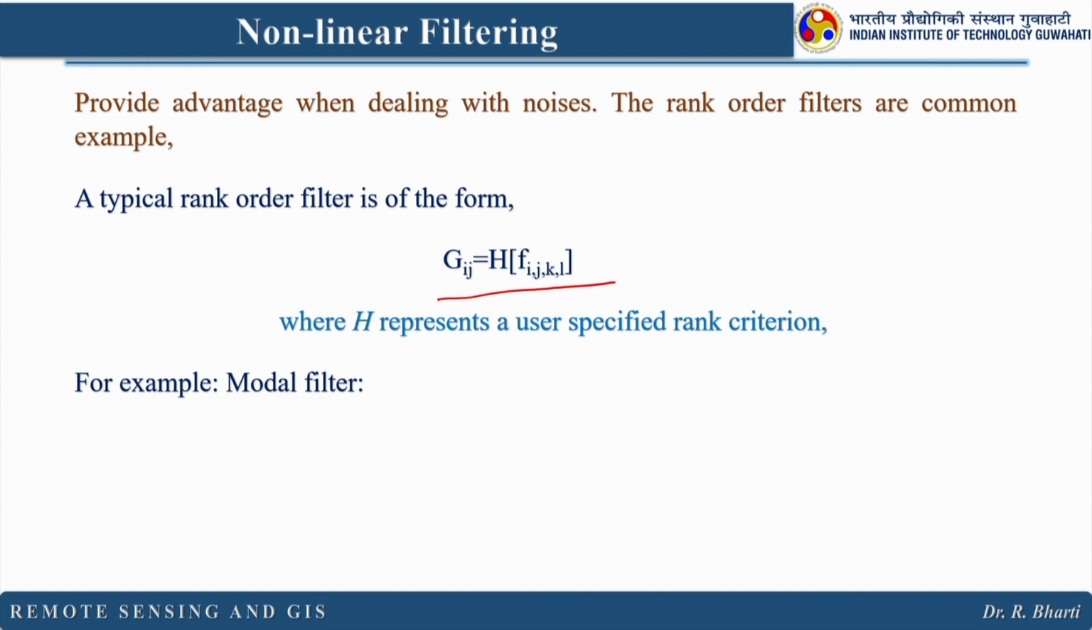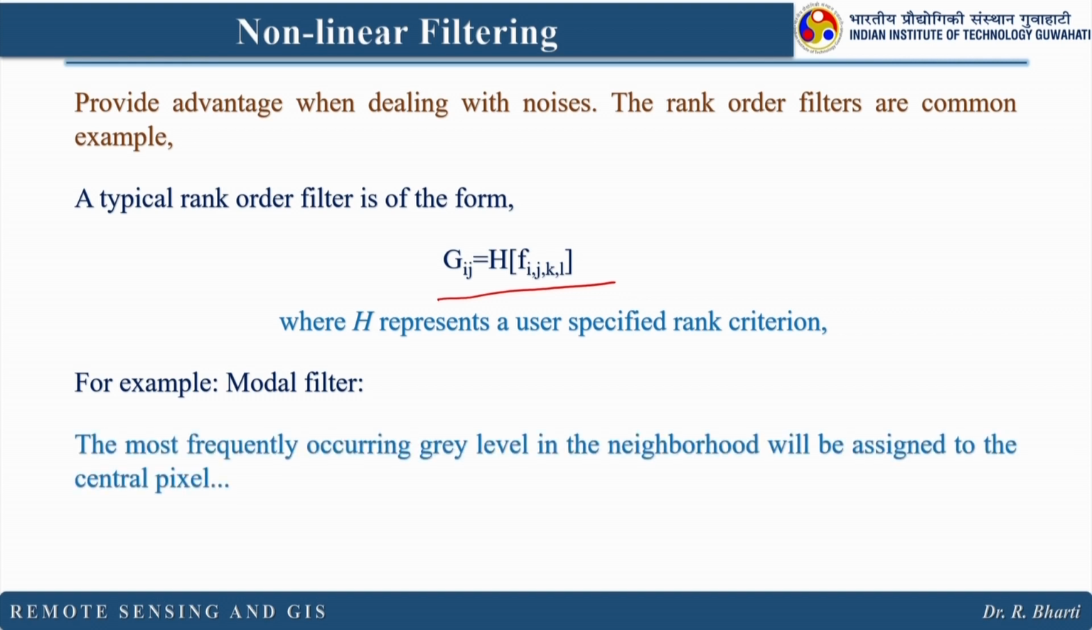You must be familiar with the basic statistics like mean, median, mode. So here we are going to apply this modal filter. The most frequently occurring gray label in the neighborhood will be assigned to the central pixel. So how do we do this?